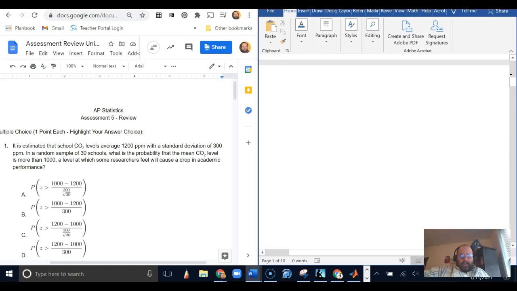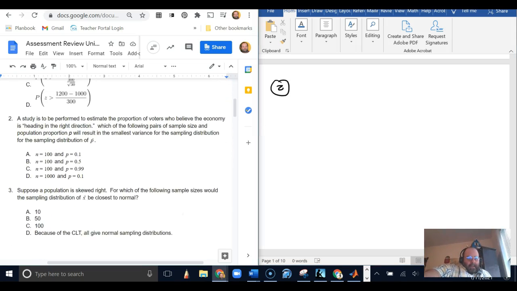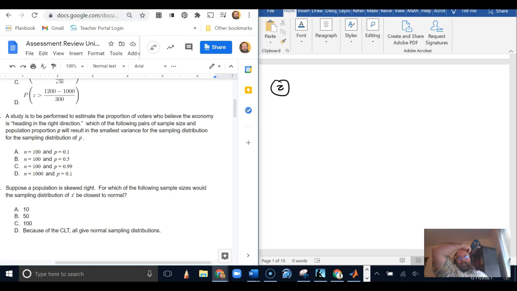Let's look at number 2 here. Problem number 2 says a study is to be performed to estimate the proportion of voters who believe that the economy is heading in the right direction. Which of the following pairs of sample size and the proportion P will result in the smallest variance? Okay, so remember, variance is the standard deviation squared.